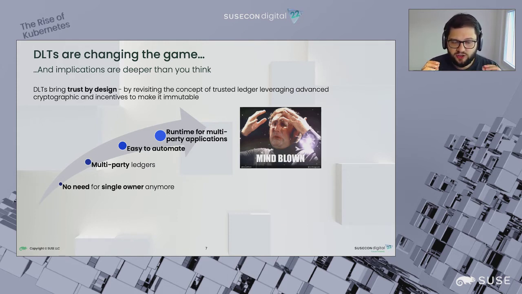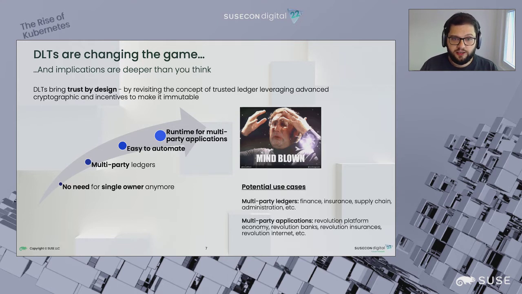Because what it unlocks is a new broad range of solutions to problems we've been used to solving otherwise. And some of the solutions are going to be incredible. The potential use cases are very numerous. Of course, if we only focus on the data layer, the trustworthy multi-party data layer, so the multi-party ledgers, they can easily replace the existing data layers that are scattered across various organizations in an industry. So it can work very well in finance, insurance, supply chain, administration, you name it.